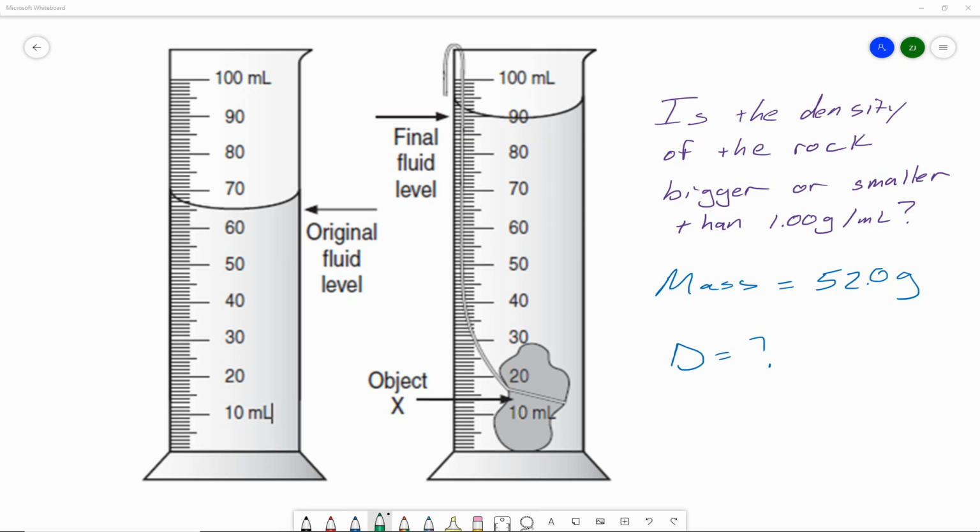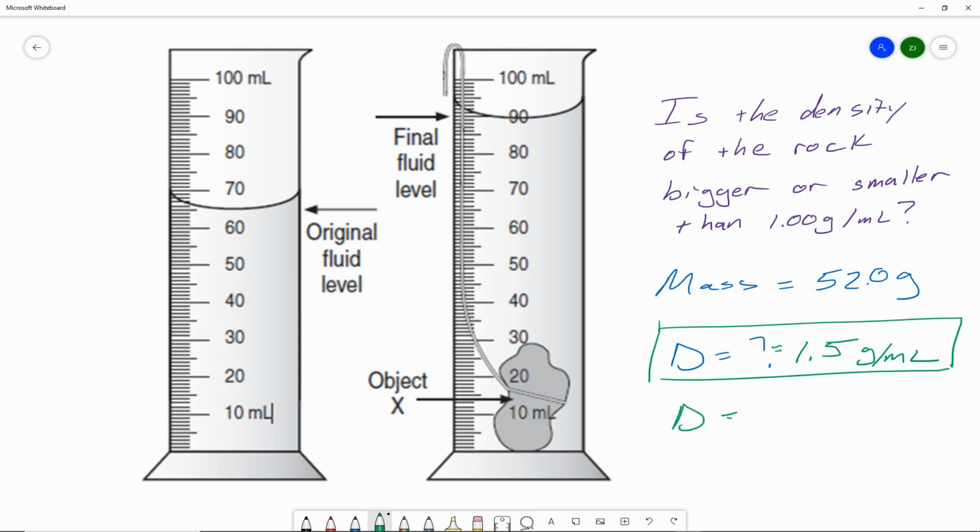So the answer I got was about 1.5 grams per milliliter, which for starters makes sense because it's more dense than water and the rock should sink. But if you didn't get that, let's walk through and see how that actually happened. And by the way, I said approximately. We'll see how close I was. Well, to get density, of course, I need to do mass, which we already know is 52 grams, divided by volume. But how do I figure out the volume?